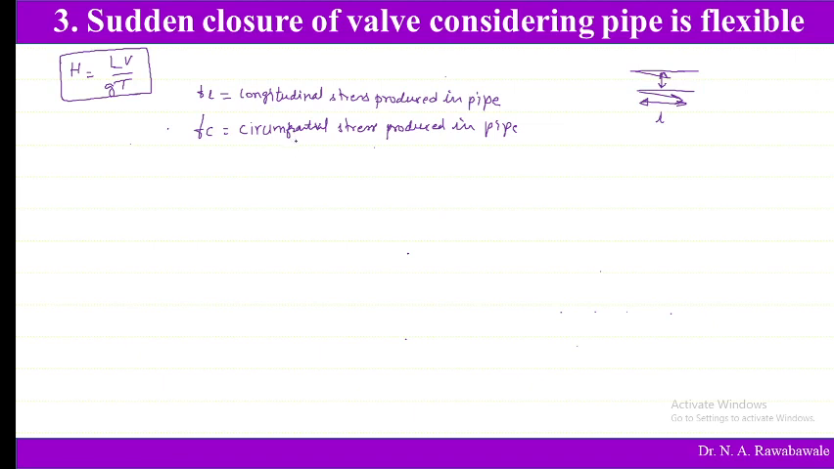Now we see the longitudinal stress FL, which is given by P into D divided by 4 times T. So we have studied thin and thick cylinders, pressure vessels, where we have obtained the equations for longitudinal stress and circumferential stress. P into D divided by 2T is the circumferential stress, which we have studied in the strength of material.